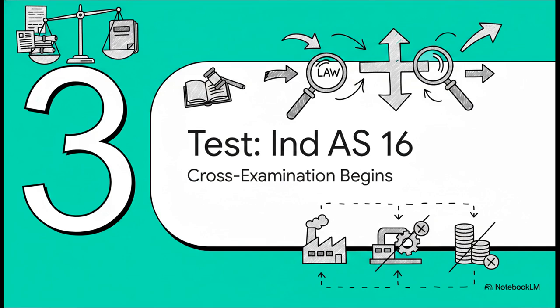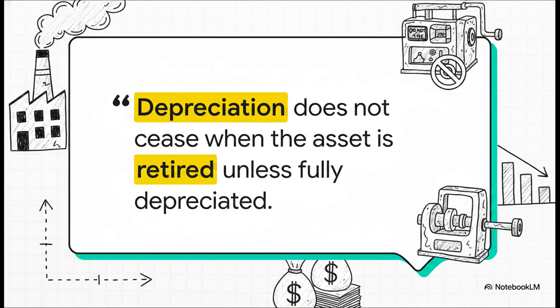Let the cross-examination begin. So let's hold their policy up against the strict letter of the law. According to paragraphs 67 and 68 of Ind AS 16, an item of property, plant, and equipment is absolutely not derecognized simply because of retirement, and no gain or loss is recorded at that moment. But honestly, even more crucially, paragraph 55 makes it undeniably crystal clear. Depreciation does not cease when an asset becomes idle or is retired from active use, unless it's already fully depreciated.